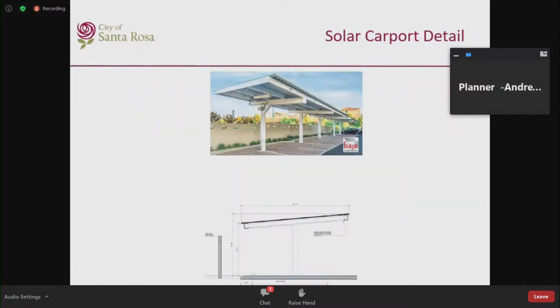And so we see the solar carport detail. These are all metal structures, and they do support the project's goals of net zero for electricity usage in both site and building design, in that we have solar power generation and incorporate water and energy saving features throughout the buildings as well as the landscaping. Next slide, please.